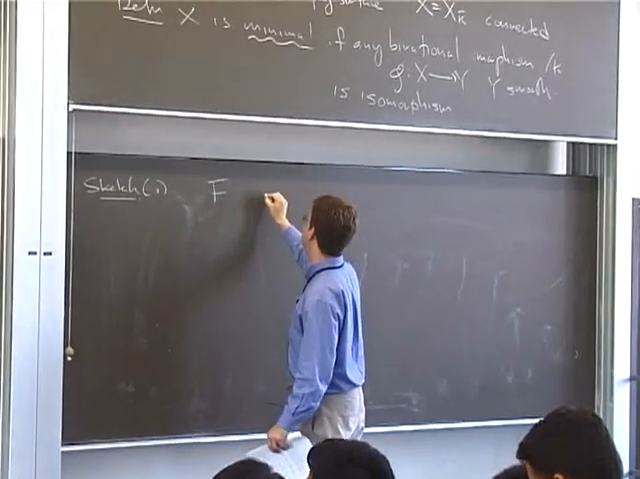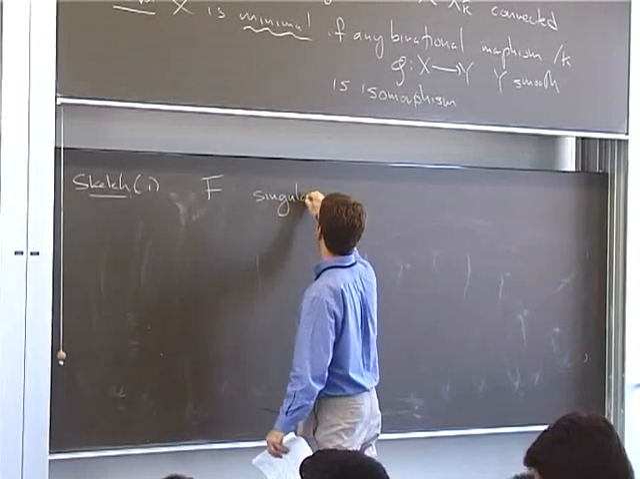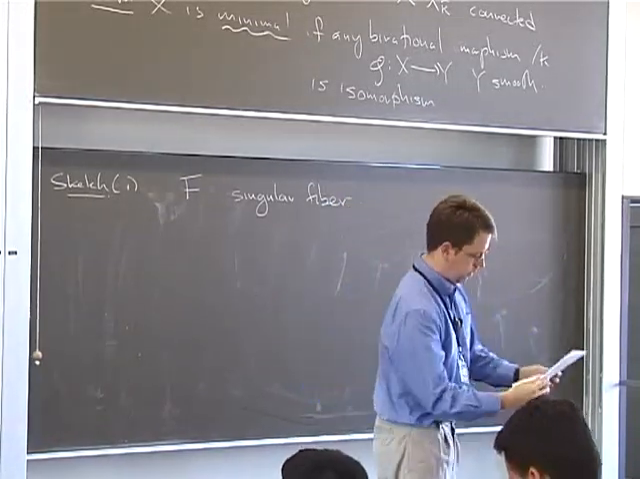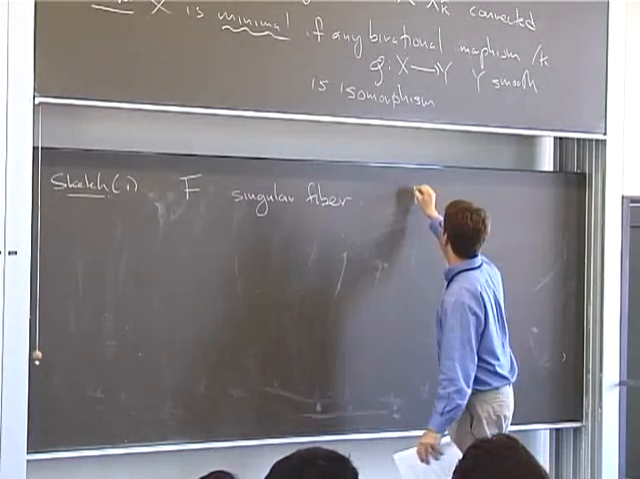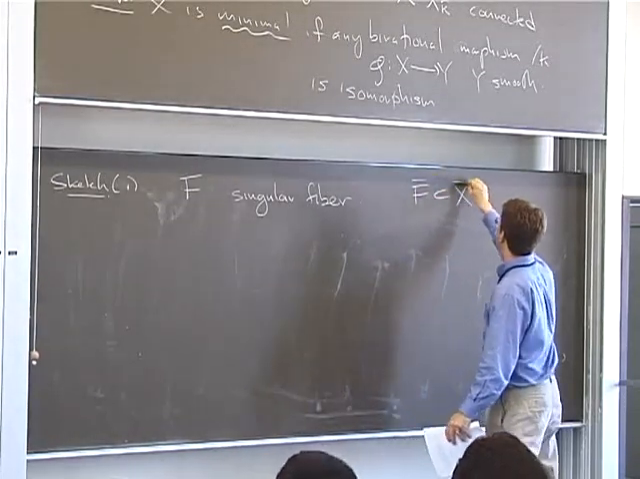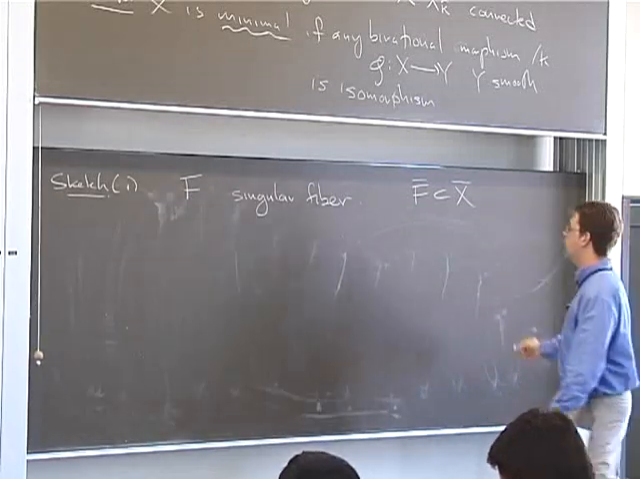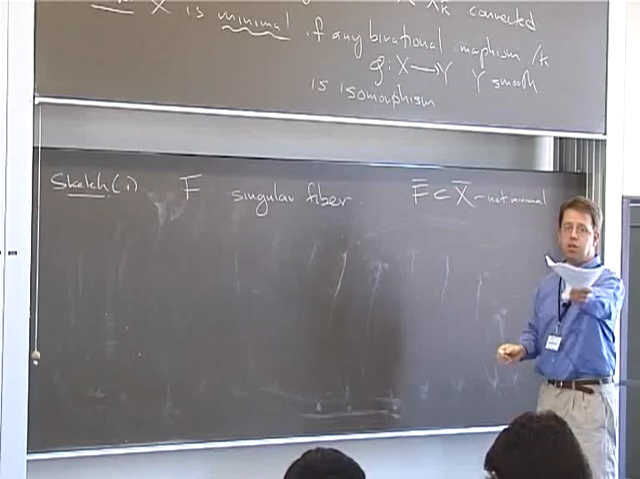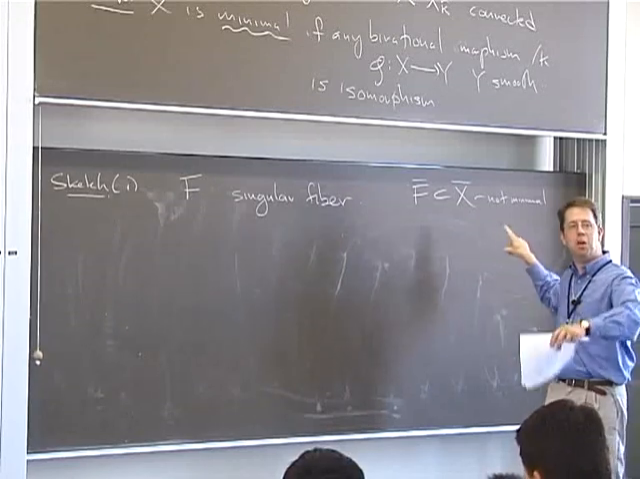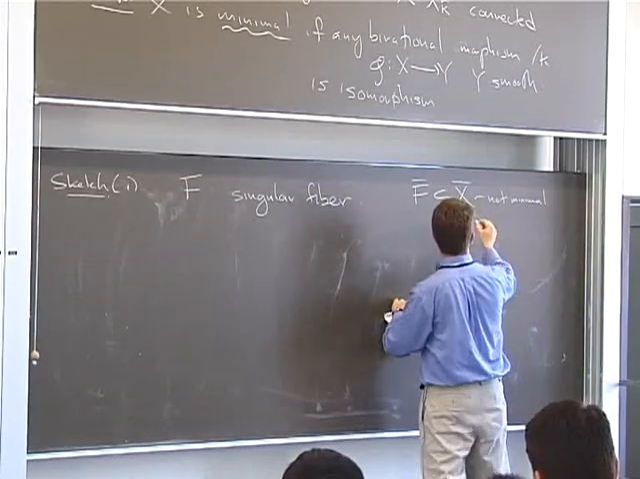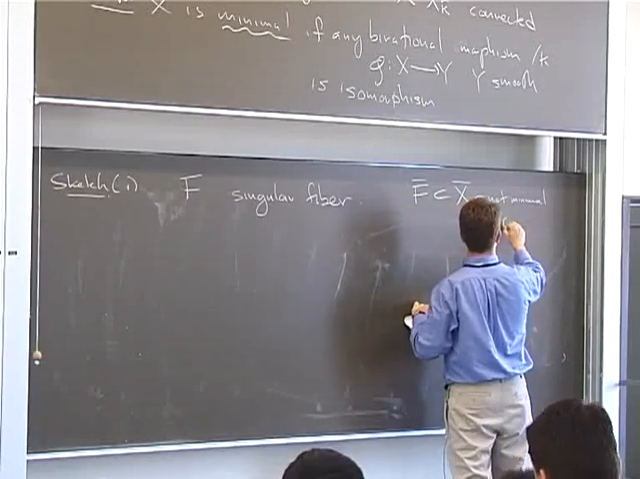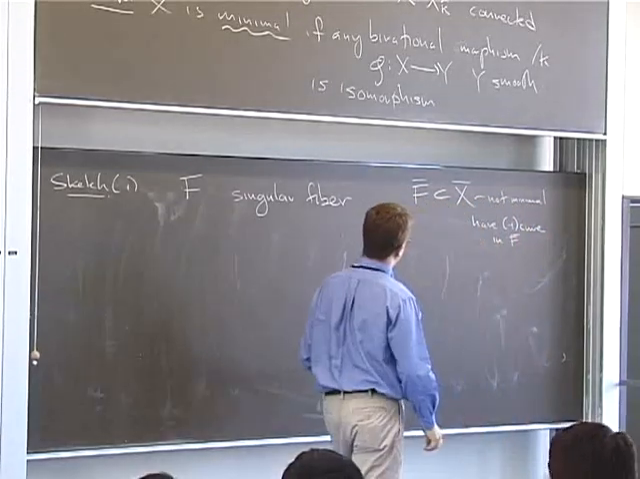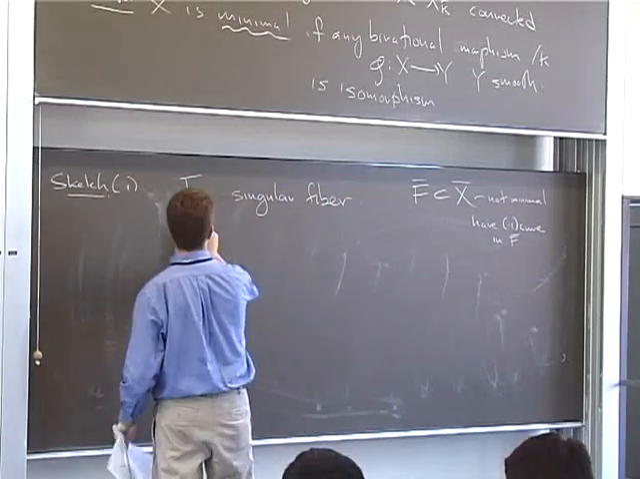So let F be a singular fiber. The one thing that we know is that if I look at the corresponding F bar in X bar, this is not minimal anymore, just because of what, I don't know the name, but whoever asked that question, that's exactly what I'm doing here. This is not minimal, and so we have a minus one curve in F bar. So let's look at the corresponding Galois orbit.